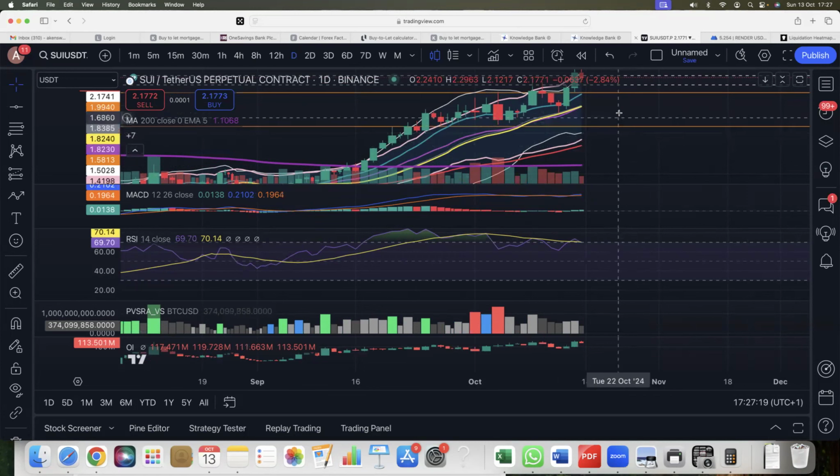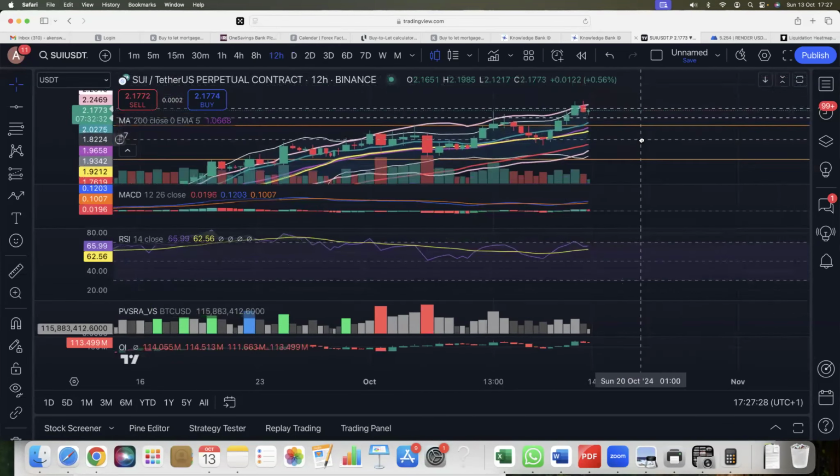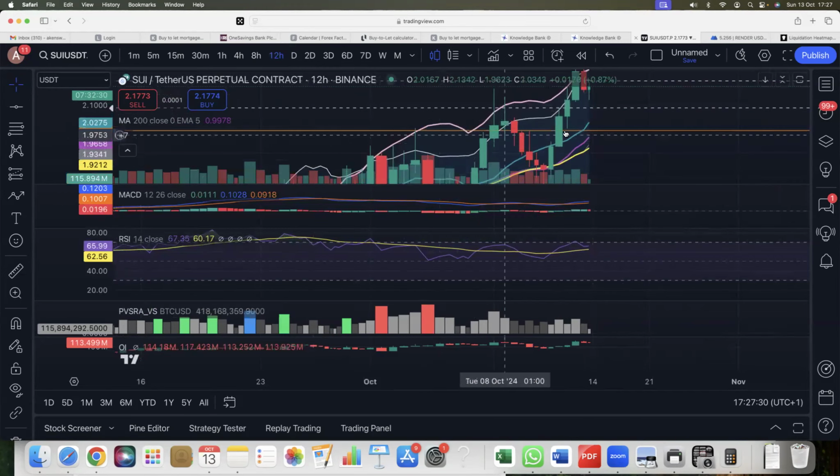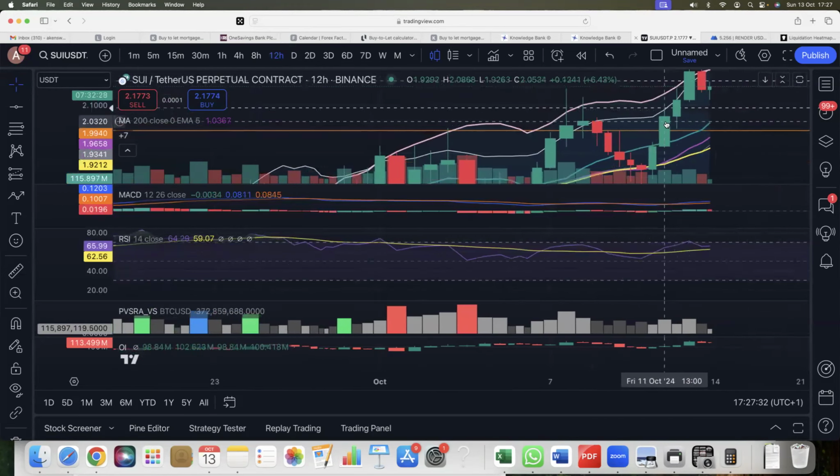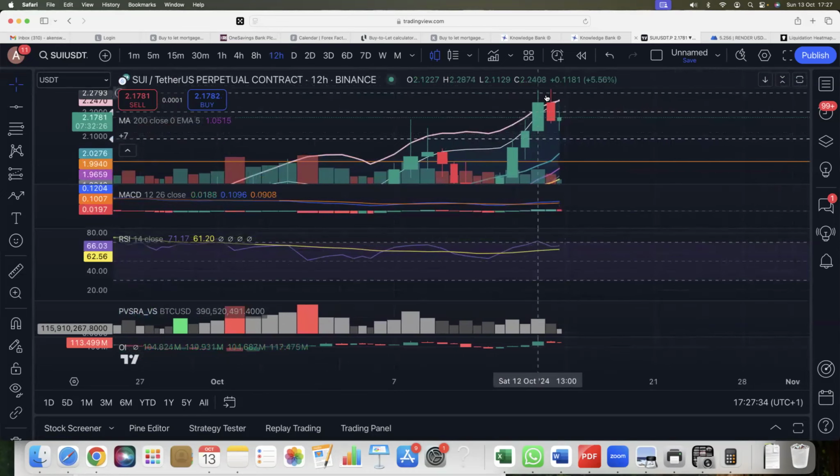Probably just comes back to test this here, and continues going up again. Look at it on a 12-hour perspective. So what we can see, we've come down, and we're kind of forming a bullish candle already. This is looking like a bullish candle to me. If it maintains, 12 hours is not yet, we'll be at midnight.